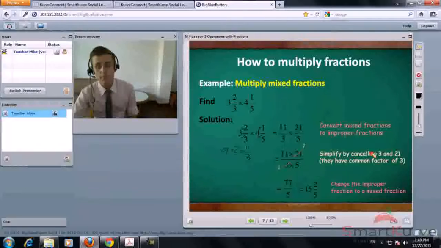Now remember, we can simplify by canceling out. We cancel 3 and 21. They both have a common factor of 3. So this 3 becomes a 1, 21 becomes a 7. We now have 7 times 11 divided by 1 times 5. 77 divided by 5 equals 15 and 2/5. You change the improper fraction back to a mixed number. So 77 over 5 becomes 15 and 2/5.